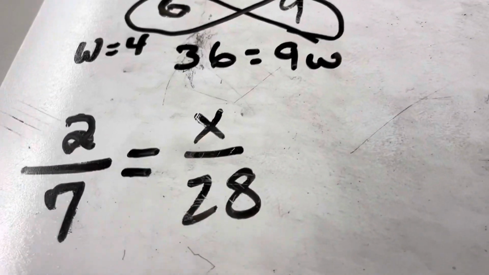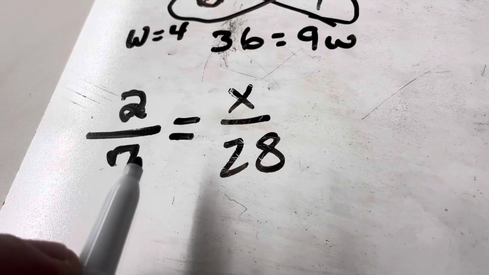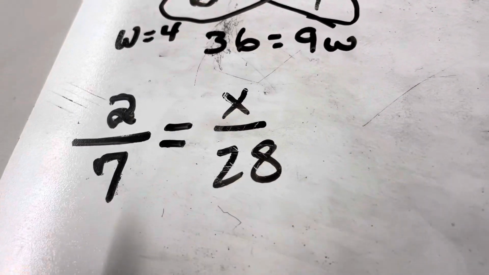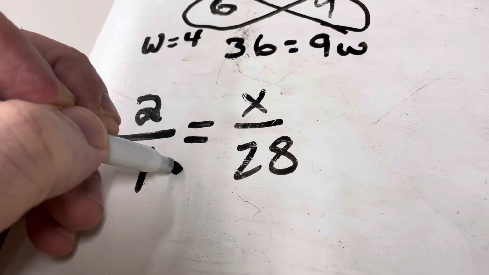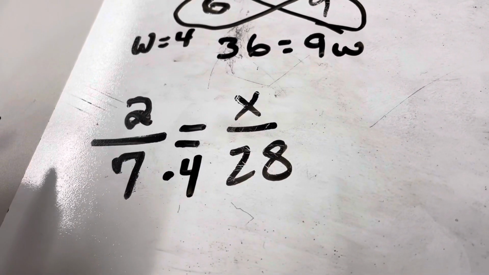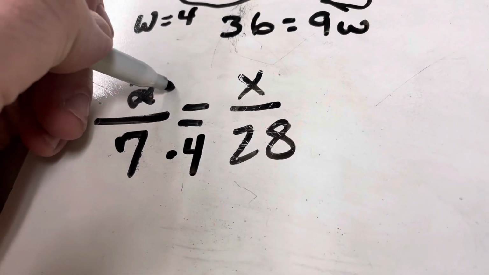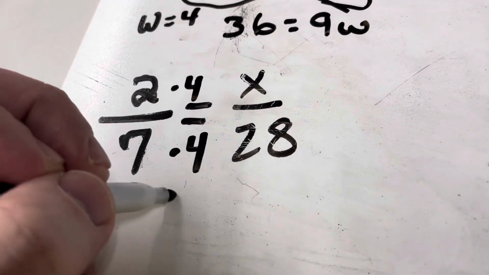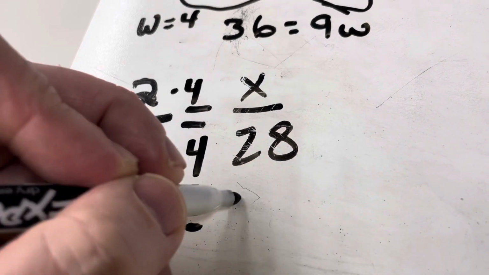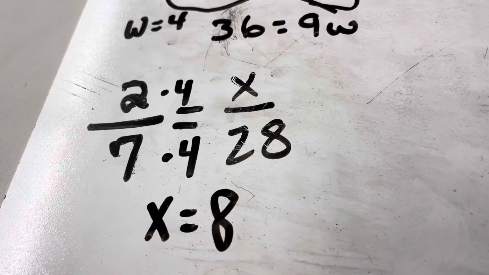All right, let's move along here. 2 over 7 equals x over 28. When I think about equivalent fractions, I know that 7 times 4 equals 28. So I'm going to do 2 times 4. Well, 2 times 4 is going to give me 8. So then I know that x equals 8.